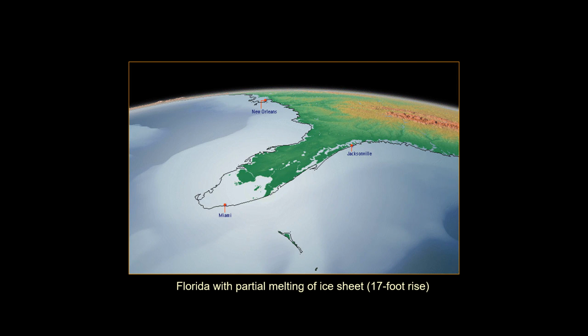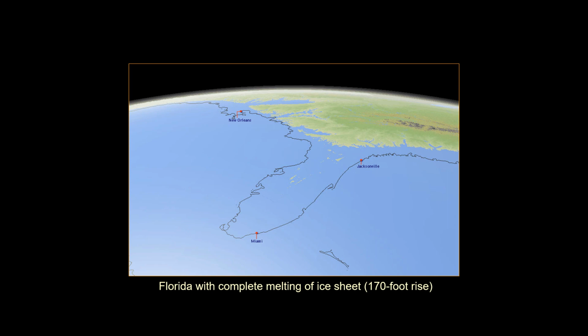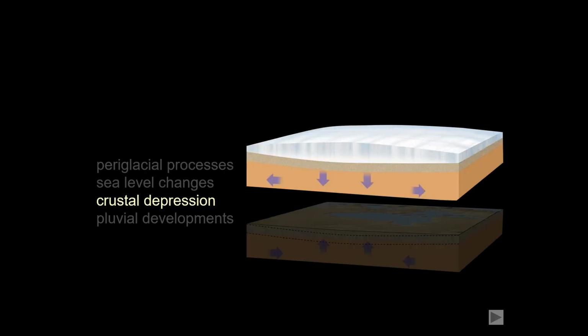Florida is not a very high elevation state. It really has a very low average elevation. And this is Florida. If we had a 170-foot sea level rise, it would just almost completely disappear. There'd be some islands that would be left. That would be about it.